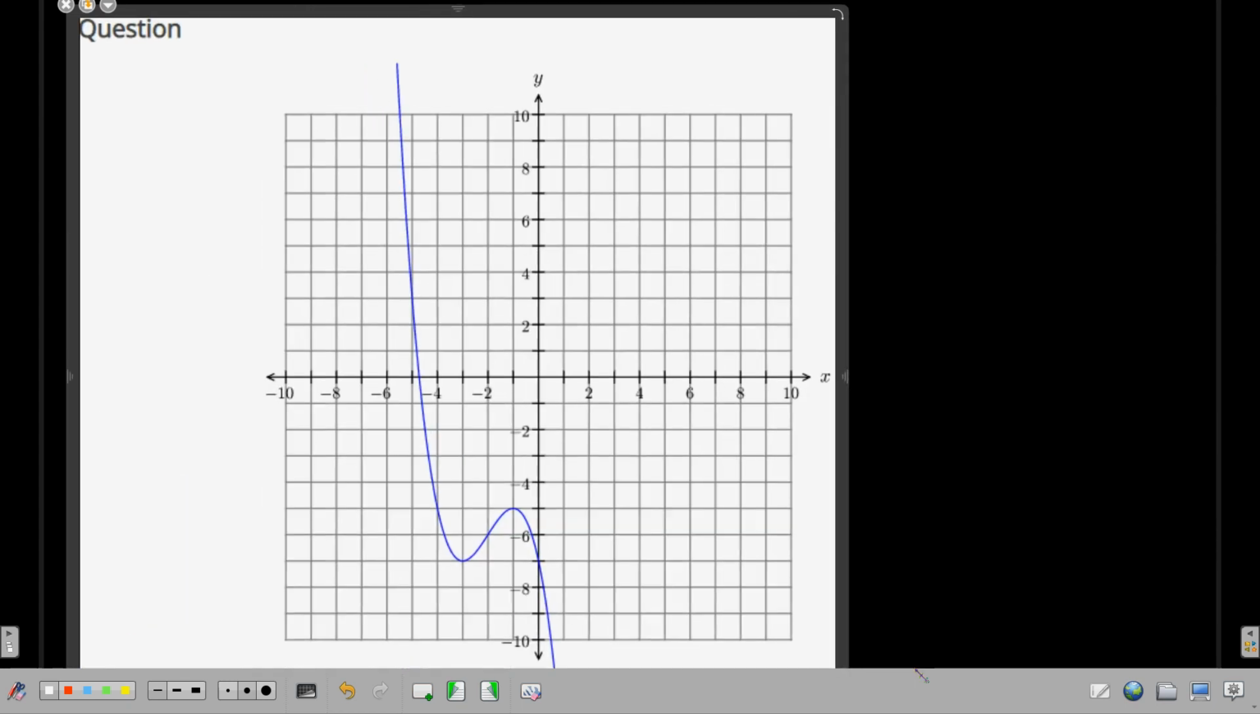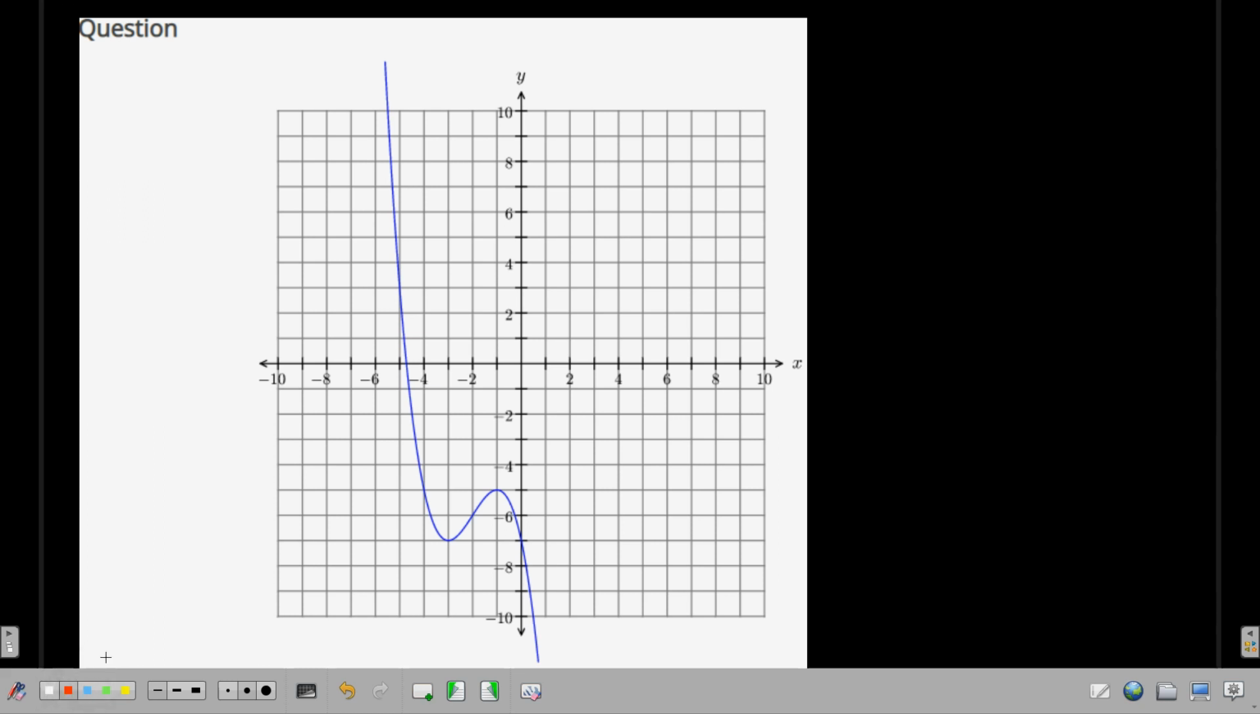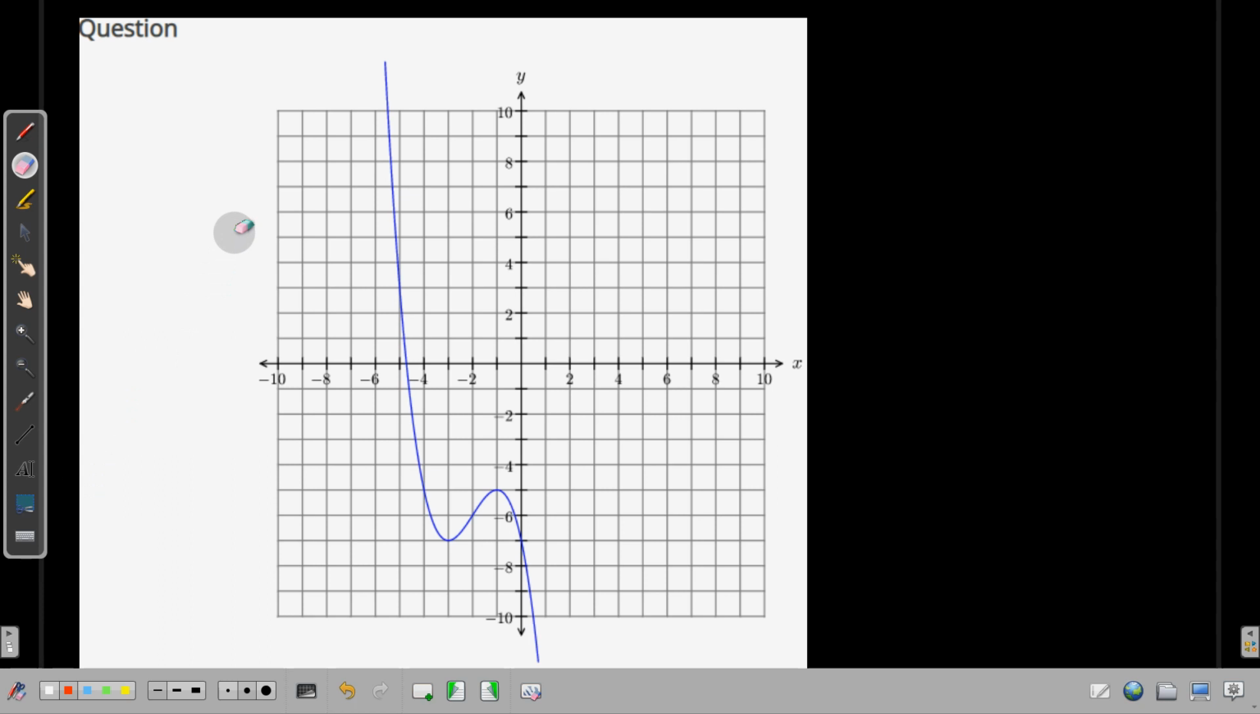So here is that function. And it's going to be decreasing everywhere before -3 and everywhere after -1. So that would be from -infinity to -4 union -1 to infinity.